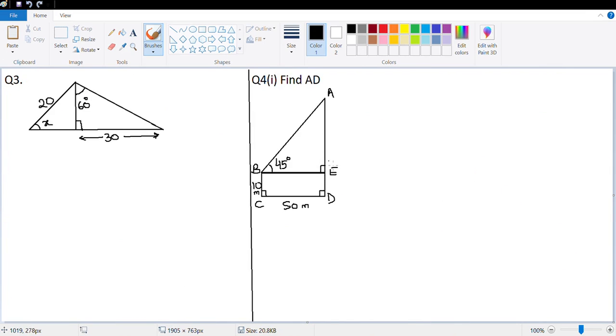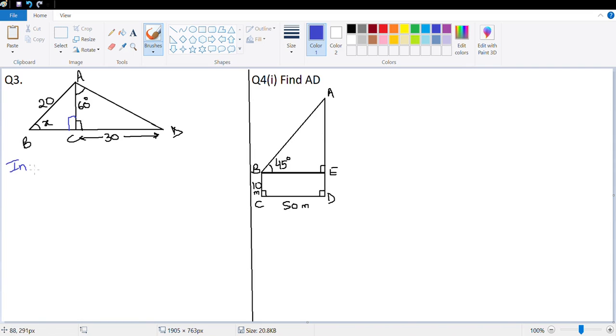It says find angle X. So we need to find this angle X. Let's give them some names: A, B, C, and D. If I need to look at angle X, it is a part of the right triangle ABC. But in the right triangle ABC, I don't have any other information available. I have only the hypotenuse available. So let's first try and find the value of AC from the second triangle ACD.